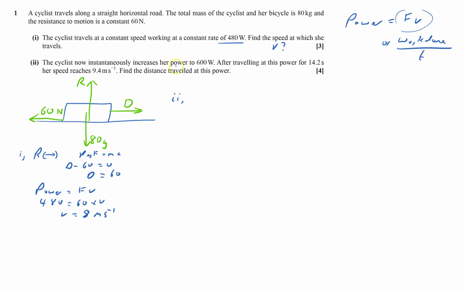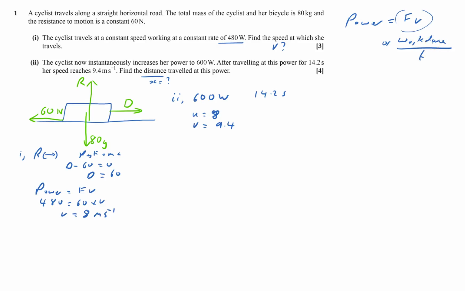Cyclist now instantaneously increases her power to 600, so bang, 600 watts. I'll write that down. After travelling like this for 14.2 seconds, so we've been given some time, her speed reaches 9.4. So u was initially 8, the one I just worked out, and then it becomes 9.4. I've got to find the distance, so I'm going to put that as x, x equals question mark. As soon as I've got a distance, this equation here has got nothing to do with distance, so I'm going to have to be doing something with the second one, the work done.